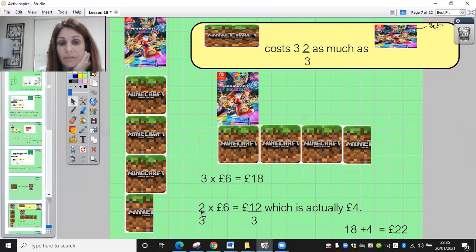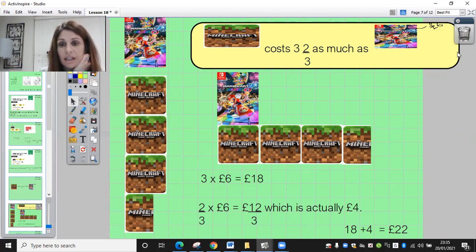So we're going to practice doing that. 2/3 multiplied by 6 actually gives us 12/3, doesn't it? 2 times 6 is 12. 12 over 3. Now, I look at that and say, how many thirds go into 12? How many threes go into 12? 3, 6, 9, 12. 4 of them. And there's nothing left over. So that would actually be £4. So it's £18 plus another £4. It's £22.